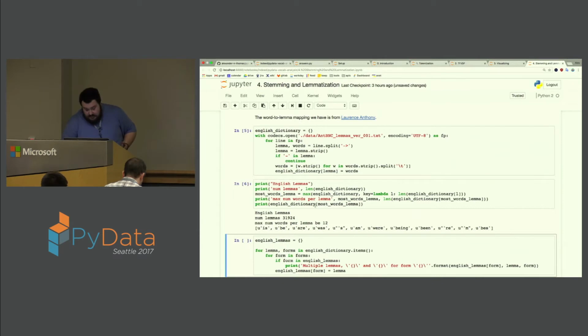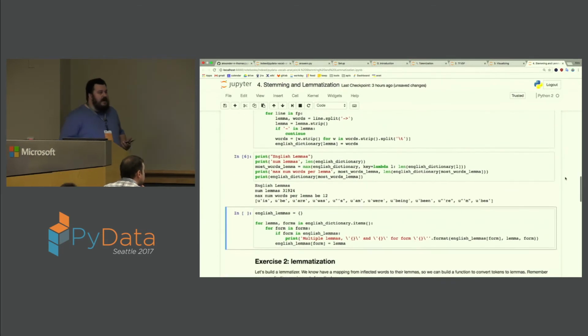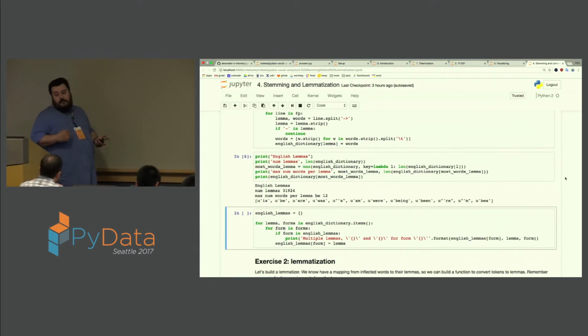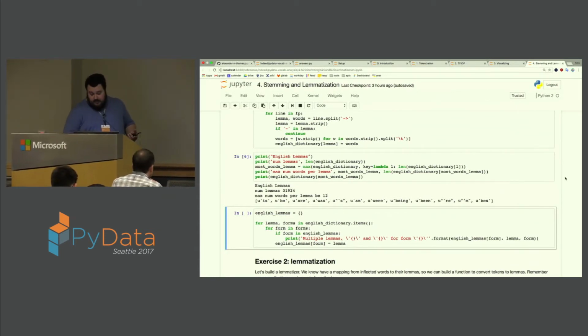Okay, so the next thing I want to look at, I want to find collisions. Well, which words, when I look them up, could there be multiple lemmas for? Because if there's too many of those, that might be a problem.